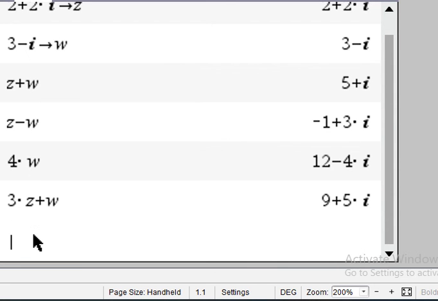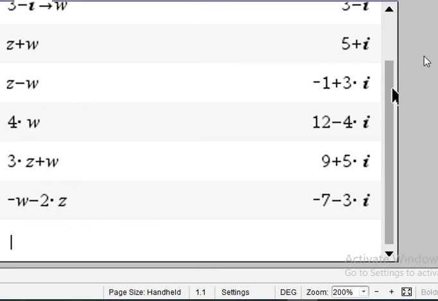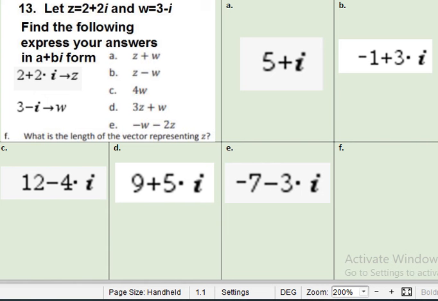Now for negative w minus 2z, make sure we start with the negative in parentheses for our w, but then we go to the minus sign for the 2z. And when we actually calculate this, the calculator shows us what it did, and that's how we verify that we didn't do something silly with our negative signs.